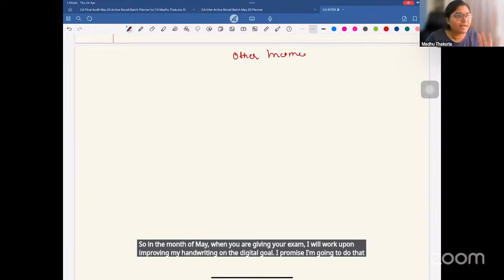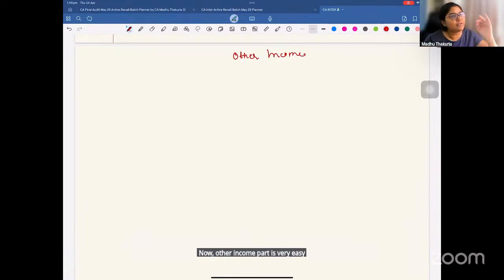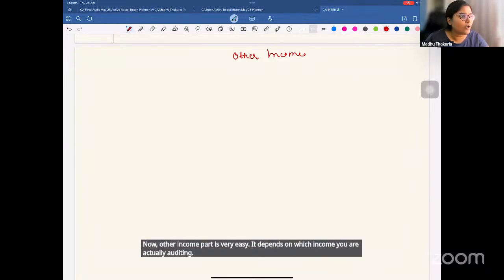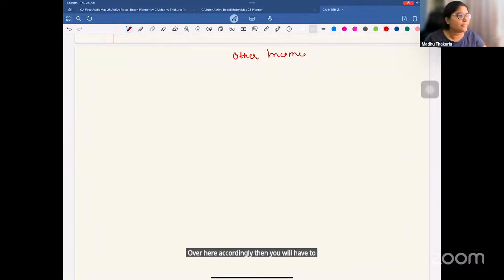Now, the other income part is very easy. It depends on which income you are actually auditing over here. Accordingly, you will have to think about what things you need to include, right?